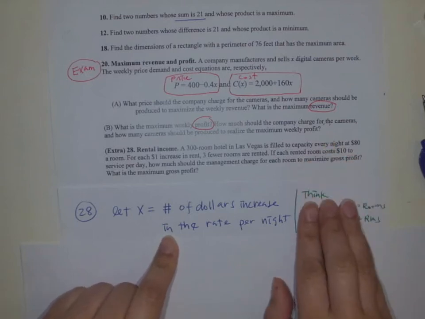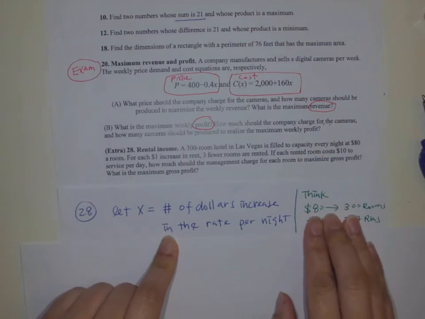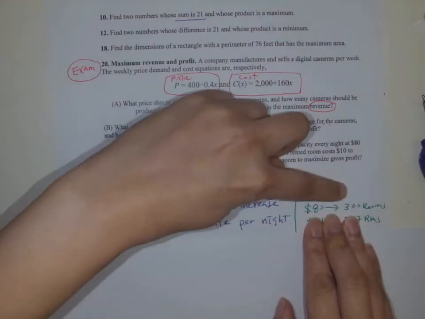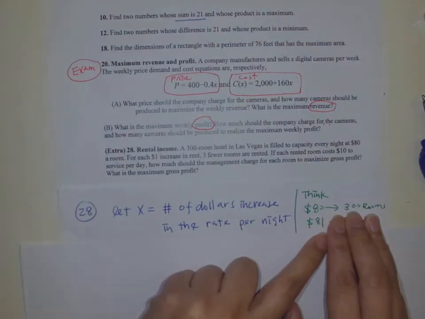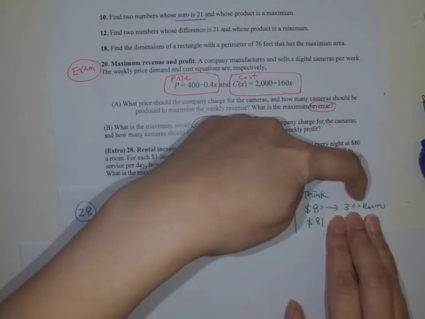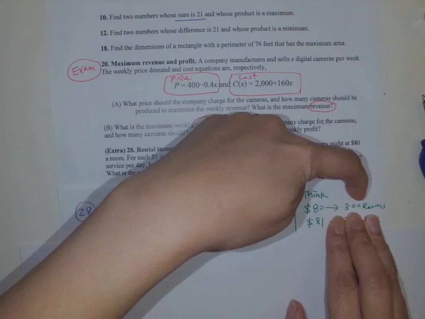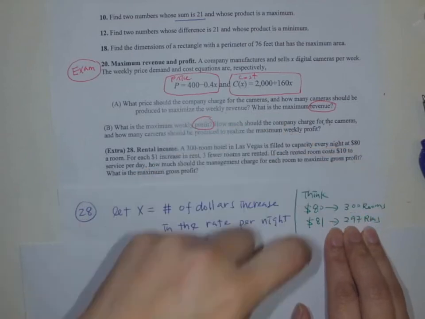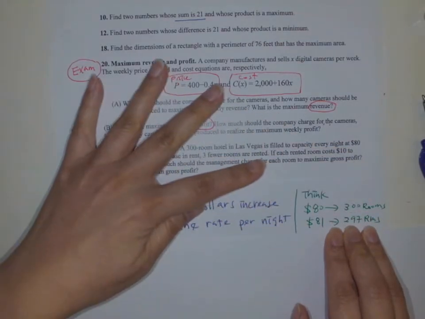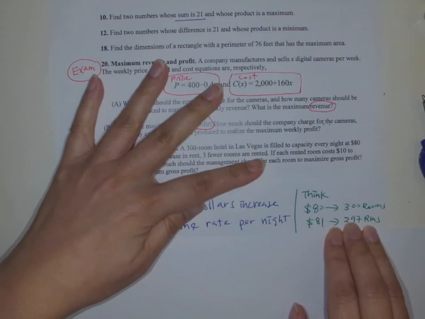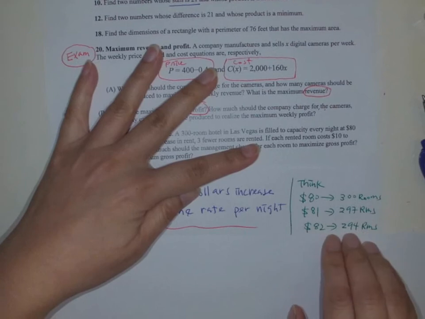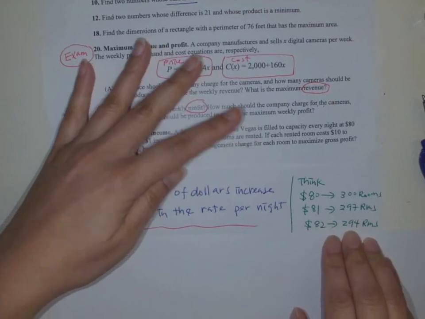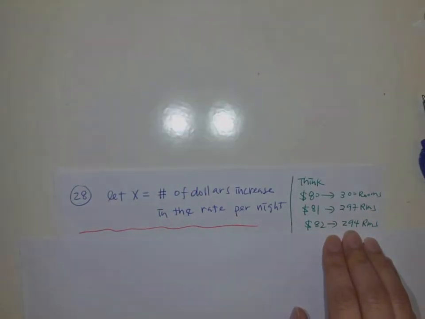We want you to think about, they say when you charge $80, you rent out 300 rooms. But if you go up $1, meaning $81, then you go down 3 rooms. So instead of 300, it goes down to 297 rooms. If you go up another dollar, $82, then you go down 3 more rooms, so it's $82 for 294 rooms, etc. So this is how it works.